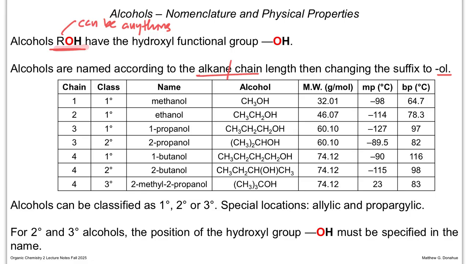As we see in the first column, the chain length is the number of carbons. Then the second column is the class, like what type of class, specifically the carbon bearing the OH group. So methane becomes methanol, and that's CH3OH. So we've substituted an H for OH. And then we have the molecular weights, the melting and boiling points.